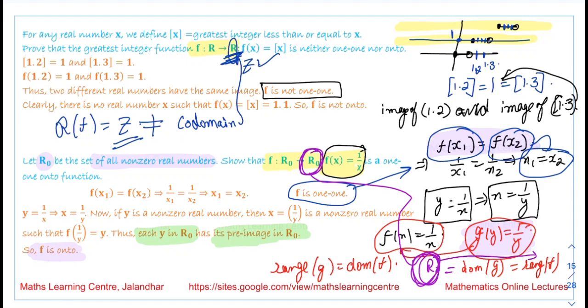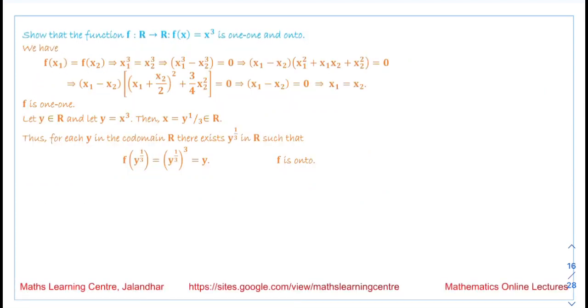Next is to show that the function f defined from R to R, f(x) is equal to x cube, is 1-1 and onto. We have already seen that this function x cube is 1-1 and onto from the graphical method. Now we are talking about the function x cube. Is it 1-1 or not?